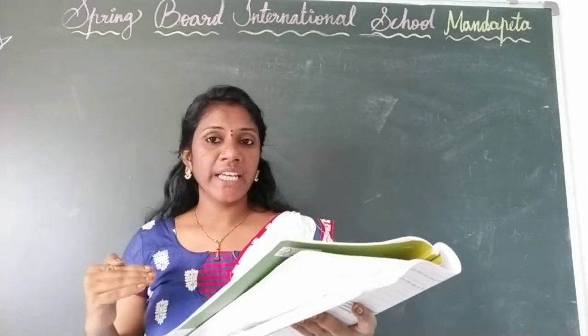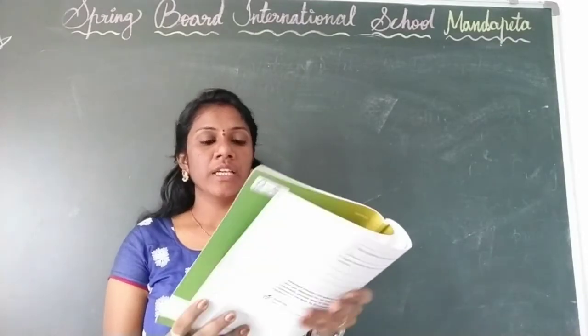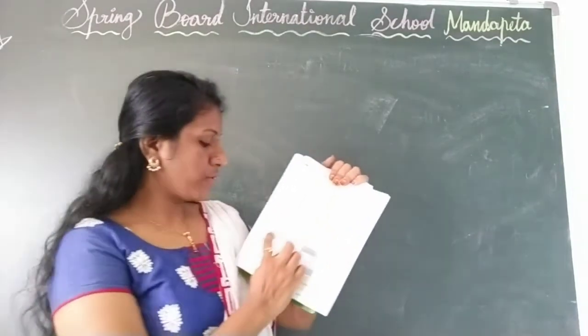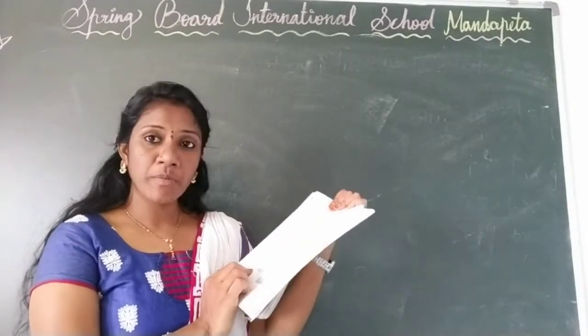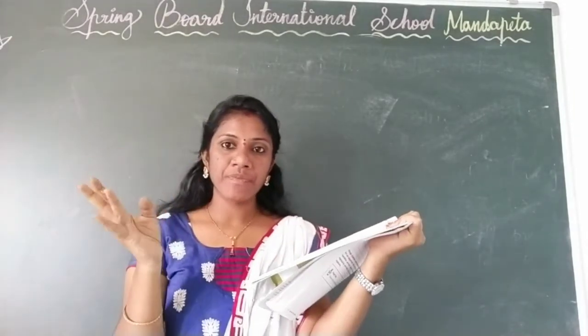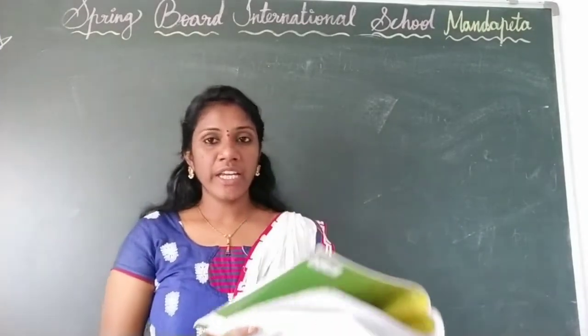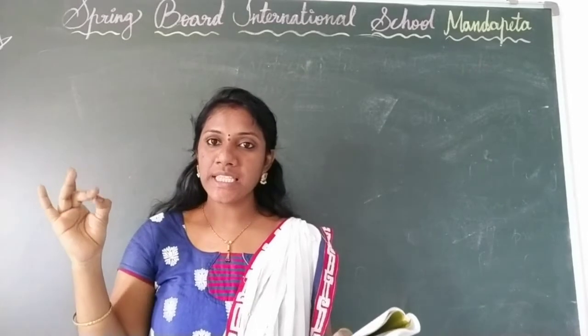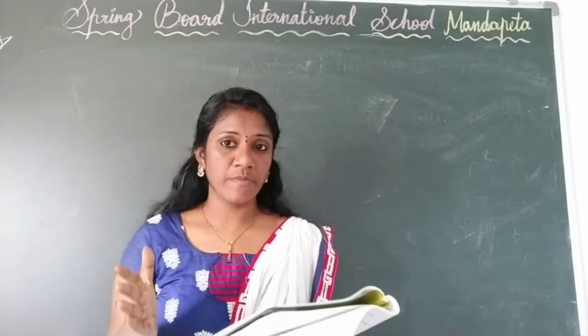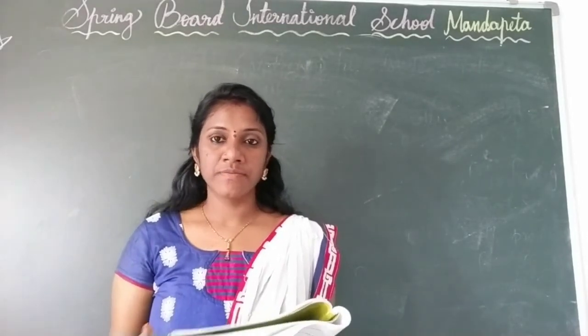After micronutrients we need fiber also. Here you have to write these micronutrients. What are the micronutrients we need? Vitamins and minerals. Minerals means calcium and iron, and vitamins means A, B, C, D, K. These are the vitamins. Now the uses.